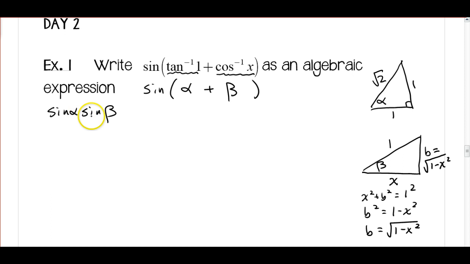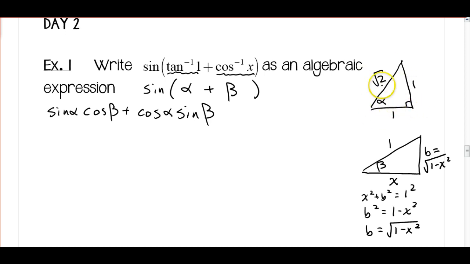We've got sine alpha, sine beta, plus, oops, that's not right, let's fix that. We had a little trouble with the recording, I'm sure you noticed that. So sine alpha cosine beta plus cosine alpha sine beta.